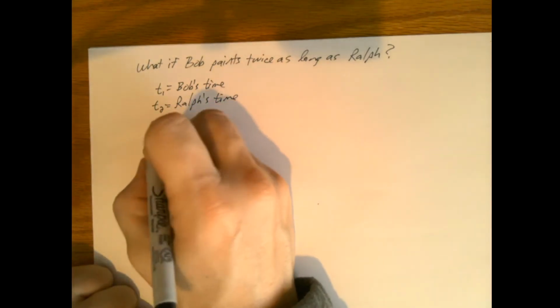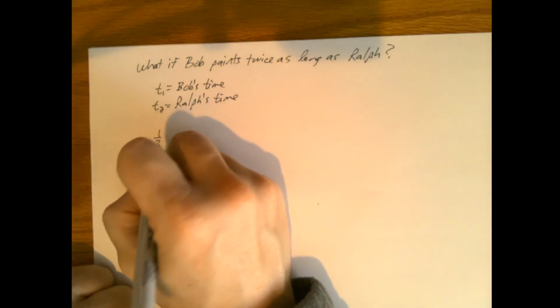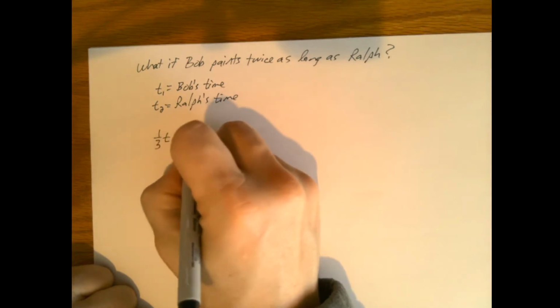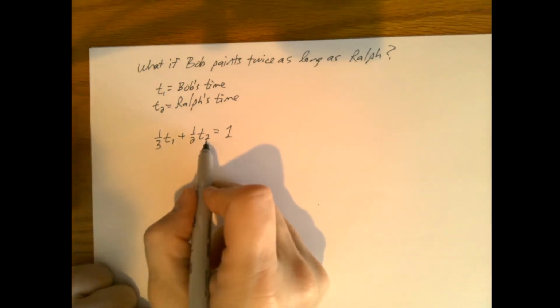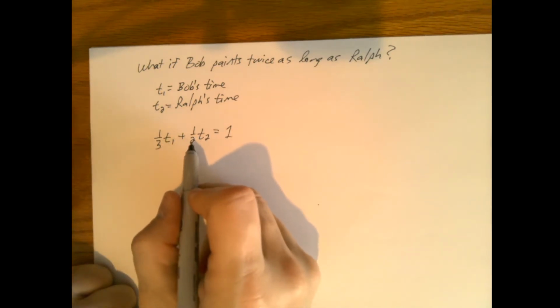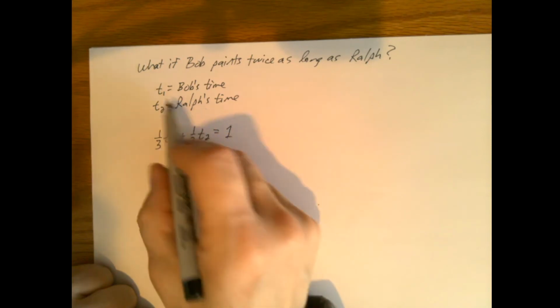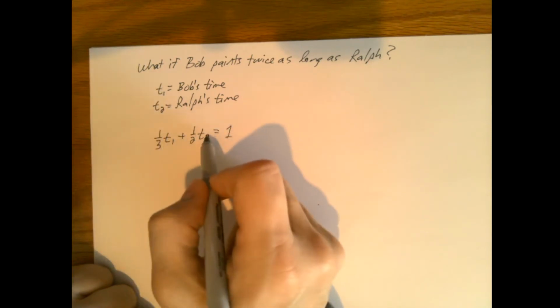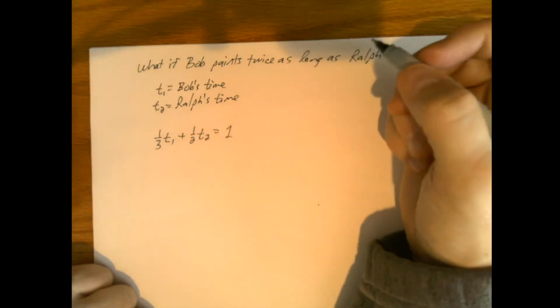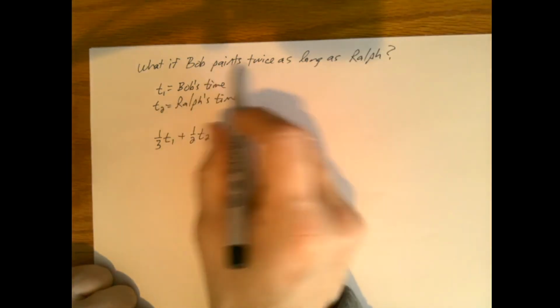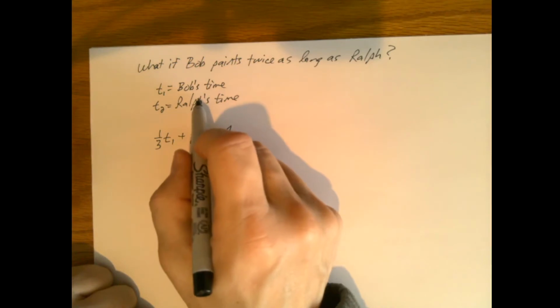And so our expression becomes 1/3 of T1 plus 1/2 of T2 is equal to 1 total house. We got 2 variables here, right? 2 different variables. When we solved the original problem, we knew the times were the same, so we just replaced both these by t. Now they're not the same. So what's the relationship here? Bob paints twice as long as Ralph.